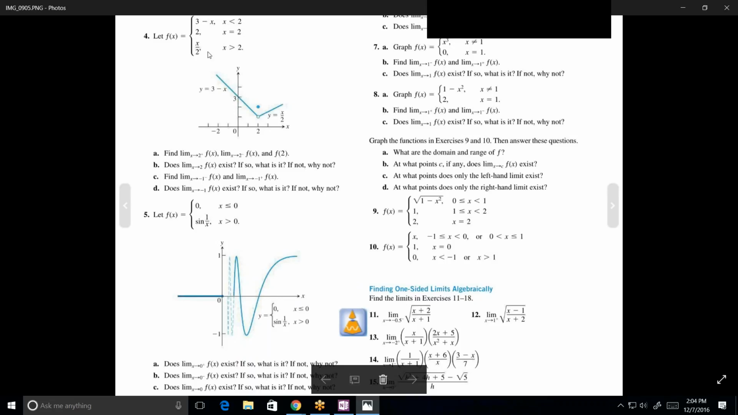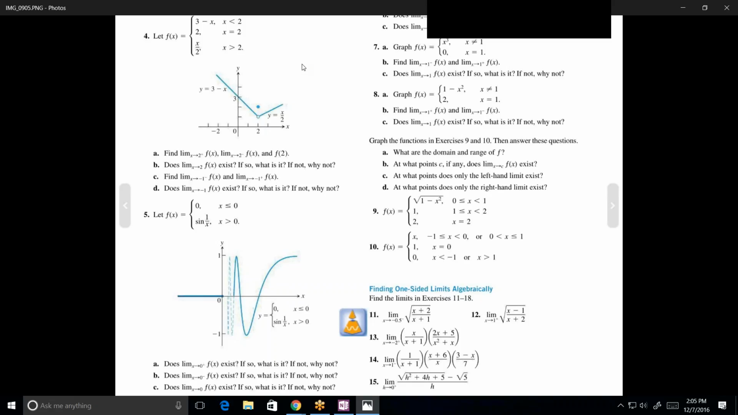Again, I don't even care about this piecewise function over here. I'm going to base everything on my graph. What's the limit as x approaches 2 from the right? It is 1. From the left? 1, making it 1. And what is f of 2? That would be 1. No? No. It would be 2 because the 1 is a hole.